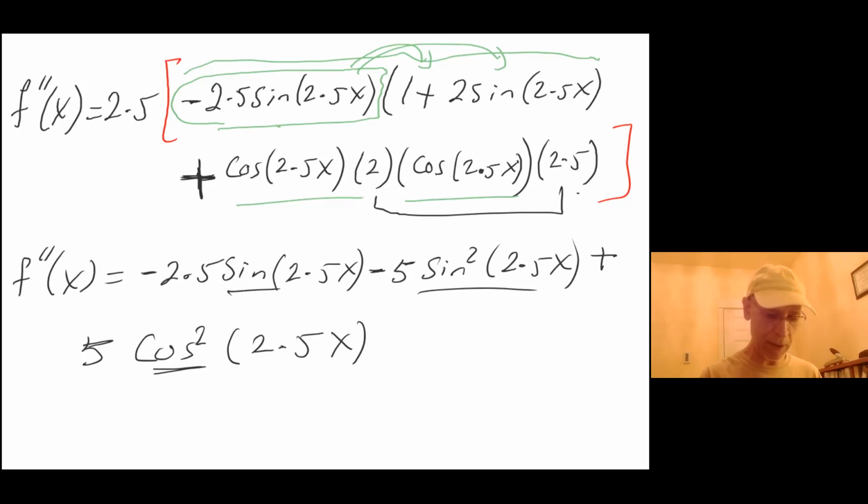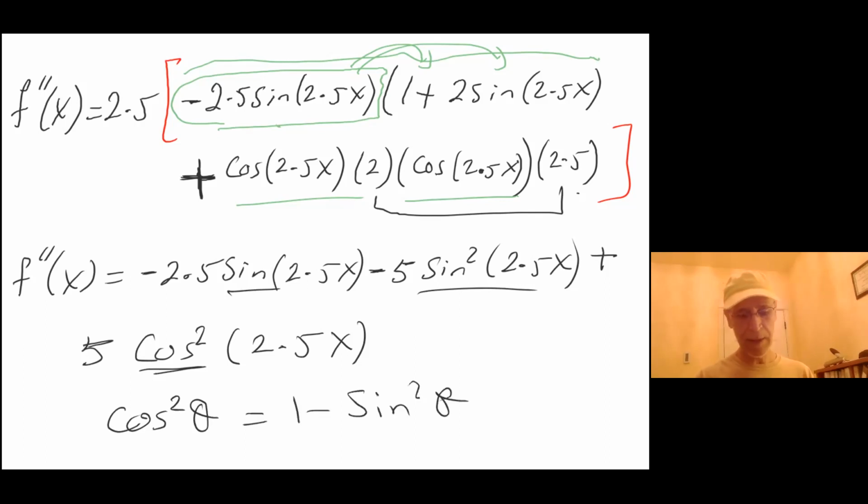So I'm going to use the identity that cosine squared of any theta equals 1 minus sine squared of that theta. So using that, I'm going to go ahead and replace that cosine squared with 1 minus sine squared. Going to the next page. So f double prime of x equals, here's my 2.5.